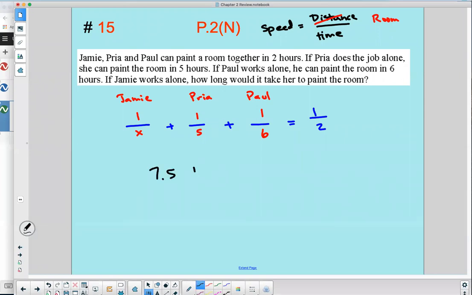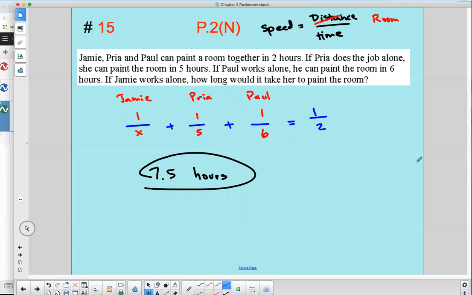7.5 hours is the solution. Now I can show you the algebra. Do y'all want to see the algebra on these? I didn't even do it on the last problems. The algebra is the same on all these. You multiply by the denominators to solve these.